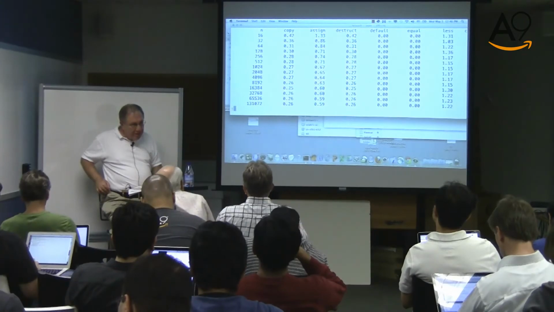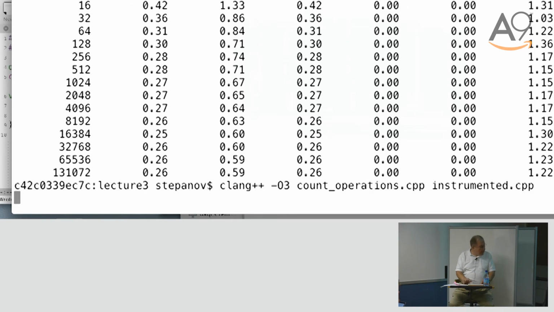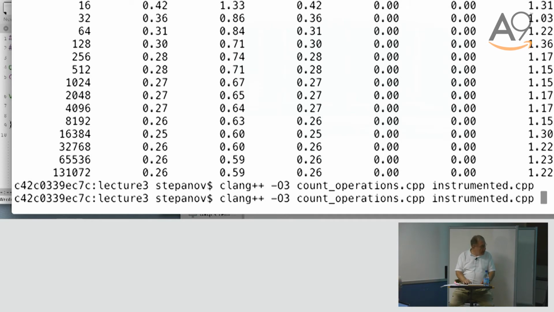Compare the code. I mean, my code could have bugs. Your code could have bugs. So we have to figure out. You want me to run the one without normalized? Sure. How does it go? Count operation. This one? This. And then this.